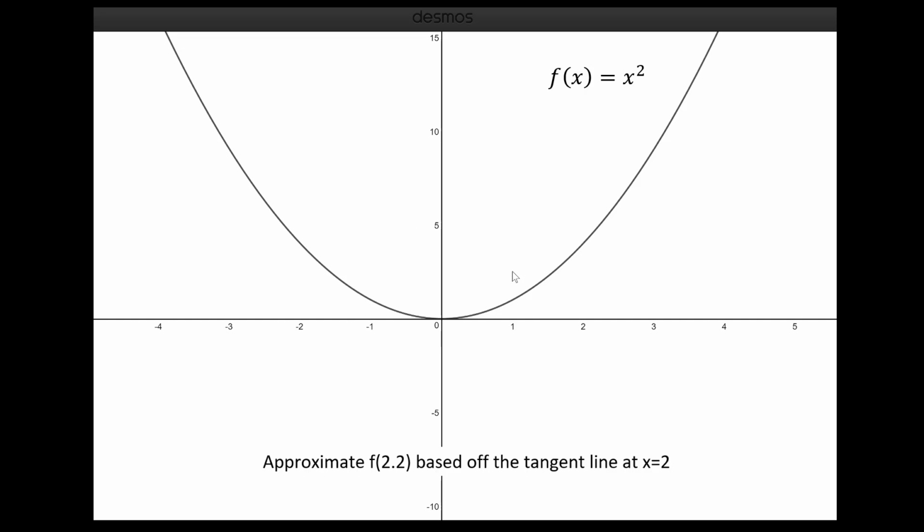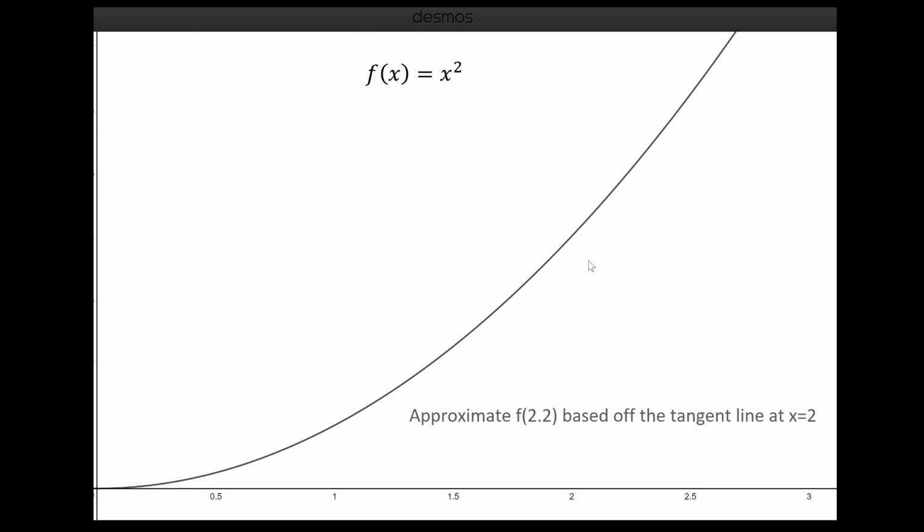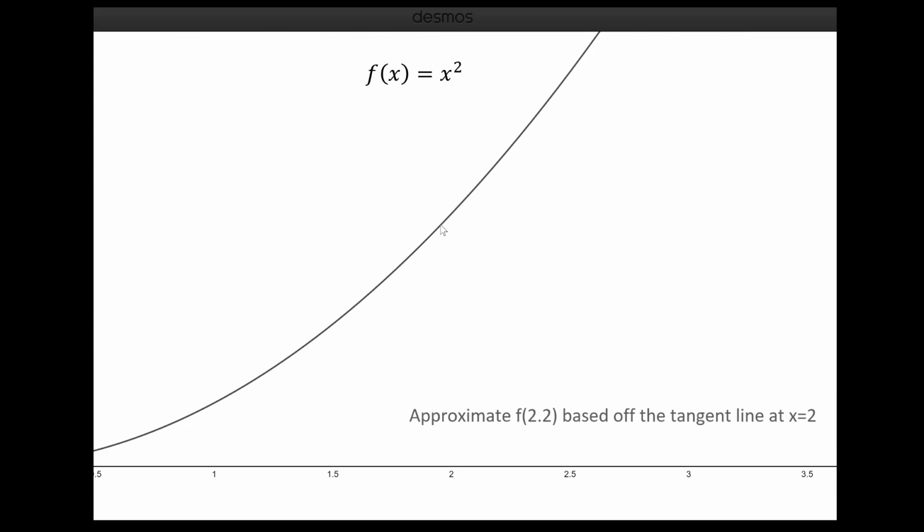So this is the graph. Let's go ahead and pinpoint x equals 2, and zoom in a little bit. So we have 2 right here, and we want to approximate 2.2, which is going to lie somewhere right around here. And now we can clearly see 2.2. So let's go ahead and check out the tangent line of f of x squared. And there it is.